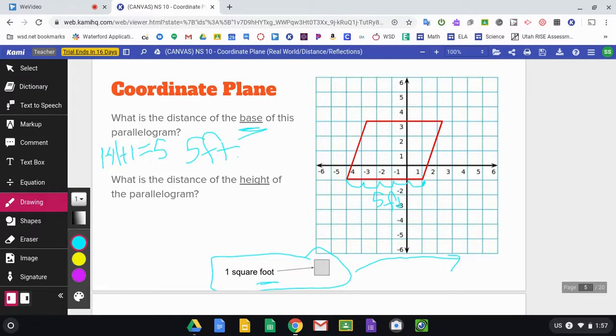So I just like to pick a spot right here. And if you look, this is a straight line from the top to the bottom. And let's count how tall this is. 1, 2, 3, 4 feet tall. So what's the height of this? Or the distance of the height? 4 feet. Okay.